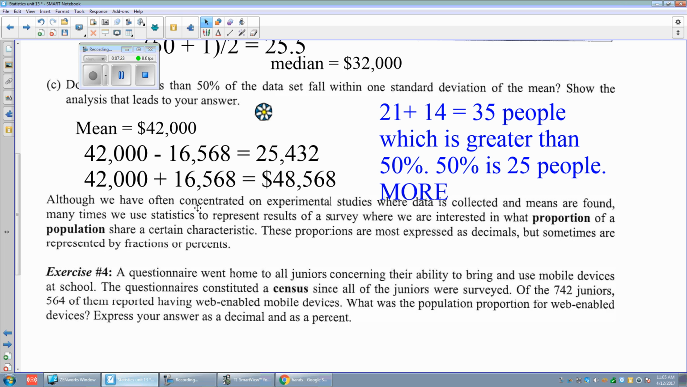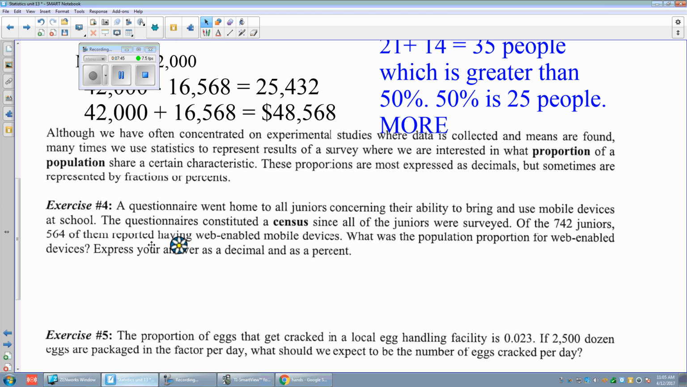Although we often concentrate on experimental studies where data is collected and means are found, many times statistics represents results of a survey where we are interested in what proportion of a population shares a certain characteristic. These proportions are mostly expressed as a decimal, but sometimes are represented by a fraction or a percent.